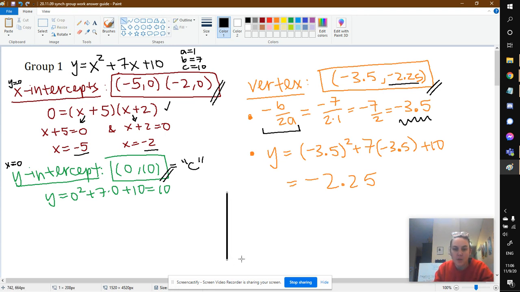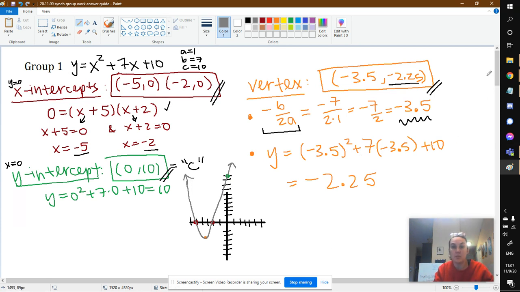If we graphed our parabola now, we'd count out the tick marks on each axis. Our x-intercepts are at these 2 points. Our y-intercept is at 10, and our vertex is at negative 3.5, negative 2.25. So our equation would end up looking something like that.